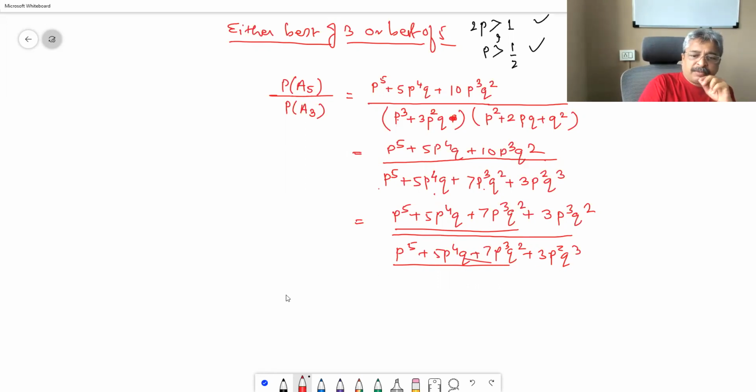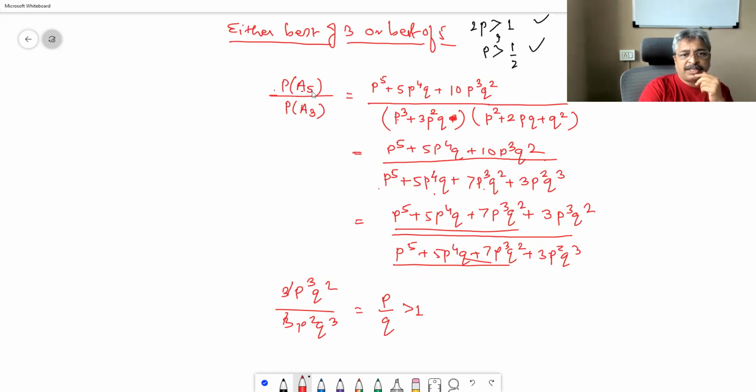So we compare 3P cube Q square upon 3P square Q cube. 3 3 gone, P square gone. So we get P upon Q directly. So we compare P upon Q, which is greater than 1. Therefore, probability of A winning in 5 matches is more than probability of A winning in 3 matches. Therefore, advice for best of 3.